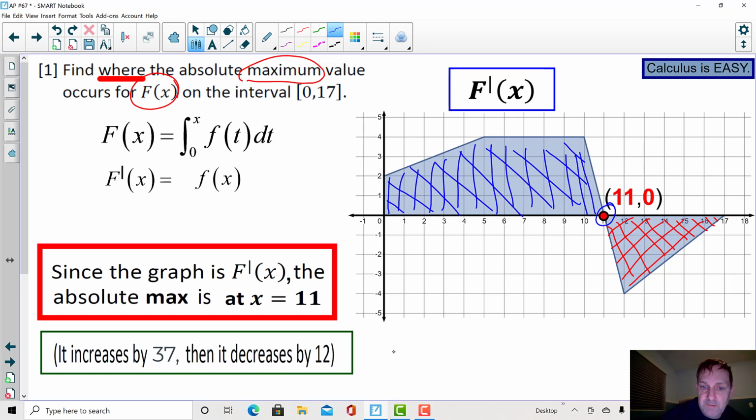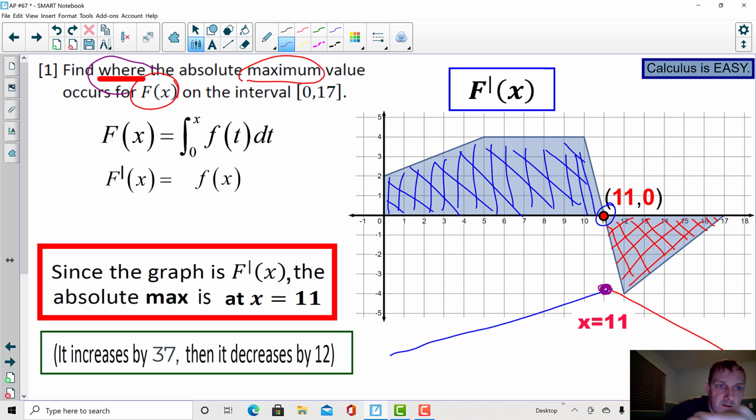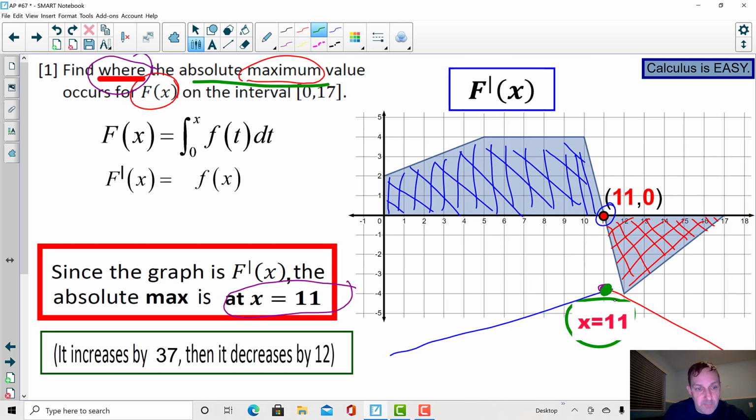So capital F is increasing, and then capital F is decreasing, and that spot where it changes is going to be at x equals 11. So that's where capital F has its maximum. It's going to be at x equals 11. And that spot would be an absolute maximum as well as a relative maximum. So it would count for both. We were looking for the absolute maximum. Okay, let's go look at the next example here.